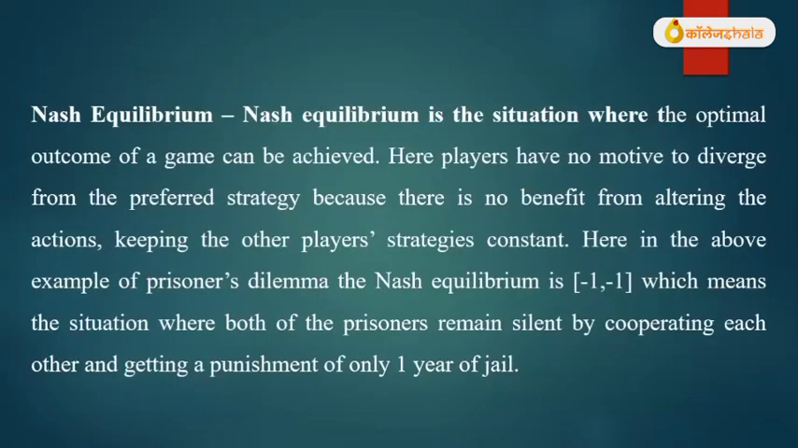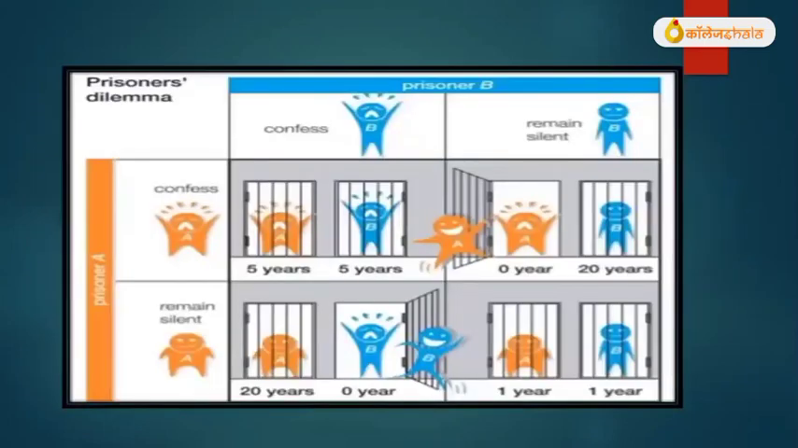See, Nash equilibrium, in brief, I can say it is the situation where the optimal outcome of a game can be achieved. Here, players have no motive to diverge from the preferred strategy. From that particular Nash equilibrium strategy, where both remain silent with a punishment of 1 year in jail, they will not move. This is a very stable strategy, because if they move, one of them can be in jail for 20 years, and even if both of them confess, they have to be in jail for 5 years.